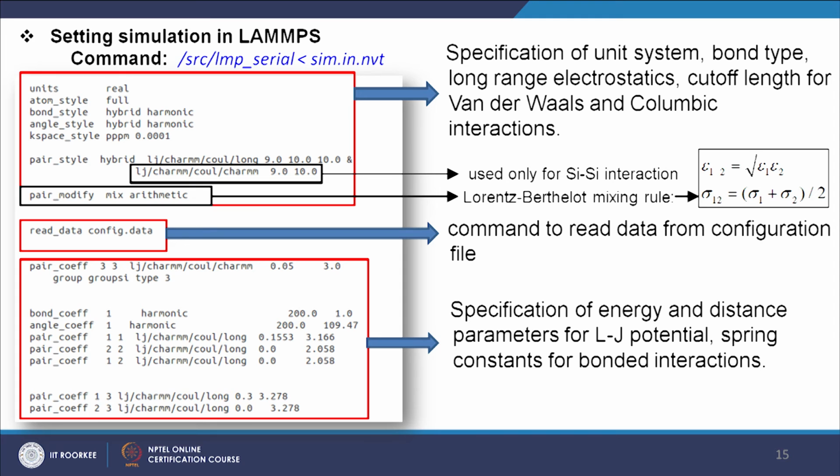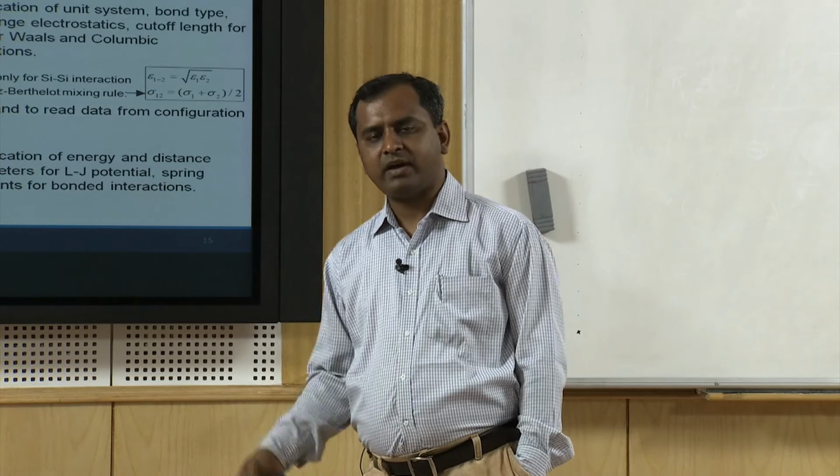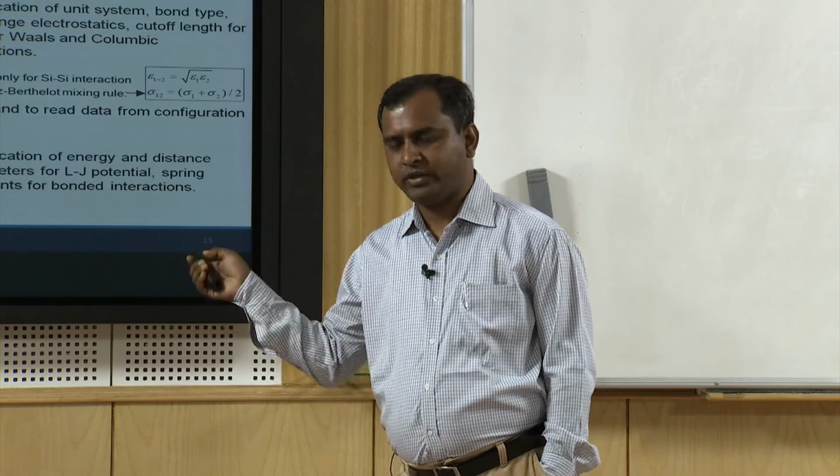Then we will be reading the config data which has been generated by mole template using this line. And finally, we will be setting the LJ potential. Though we have given the LJ potential in the mole template file, if you want to change it in the LAMMPS file, we can do that over here.